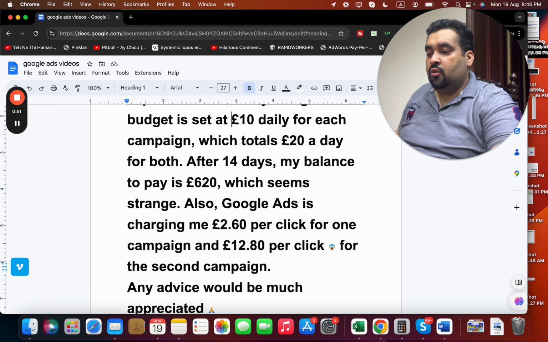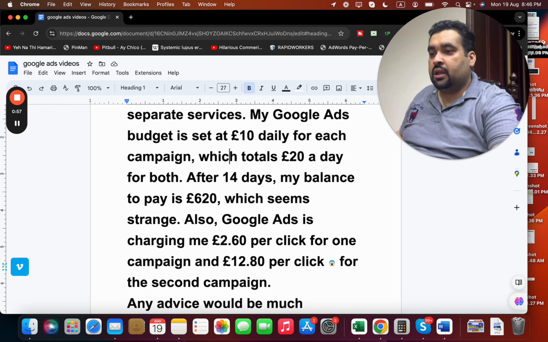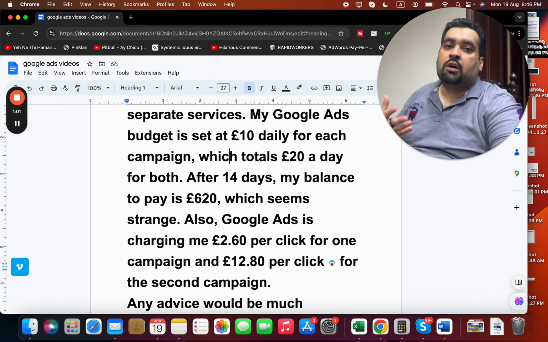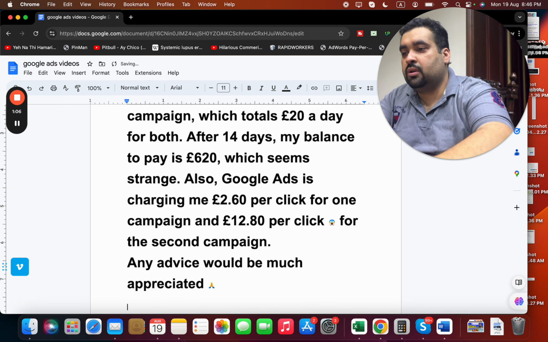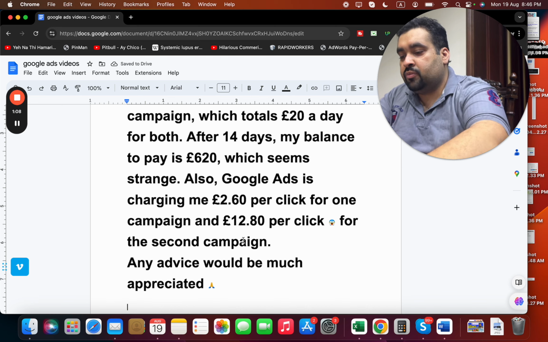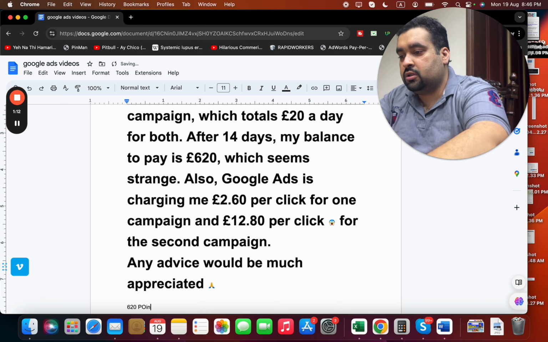Okay. First of all, although you have set your budget at £20 a day, combining both campaigns, after 14 days it should be around £240, but you have to pay £620. There can be multiple reasons why your balance to pay is £620.